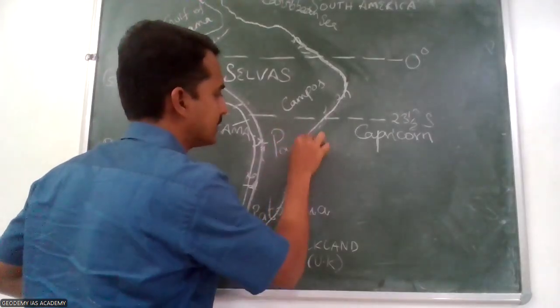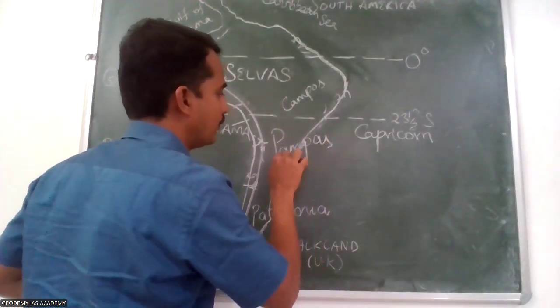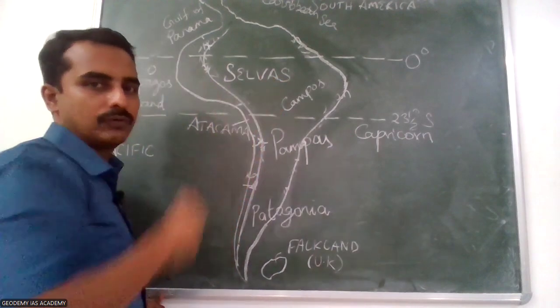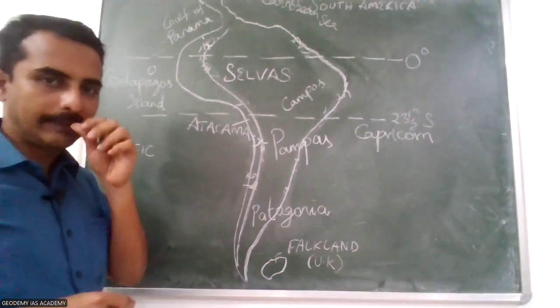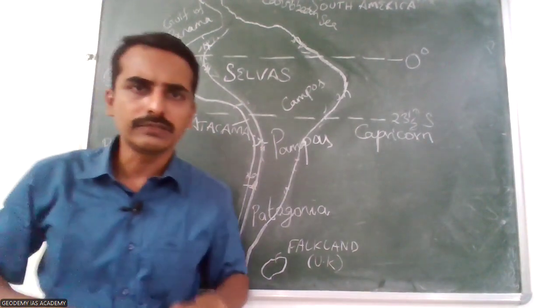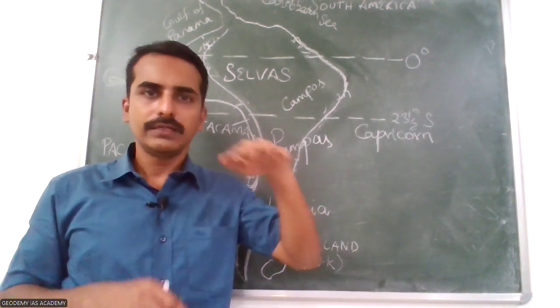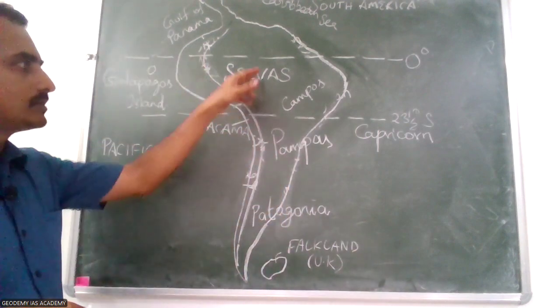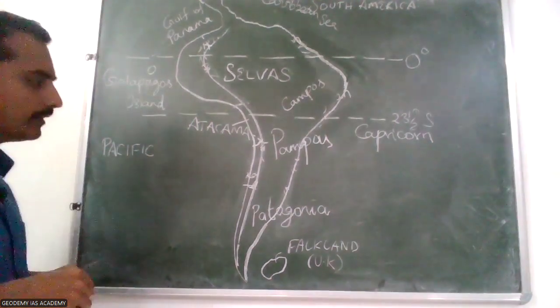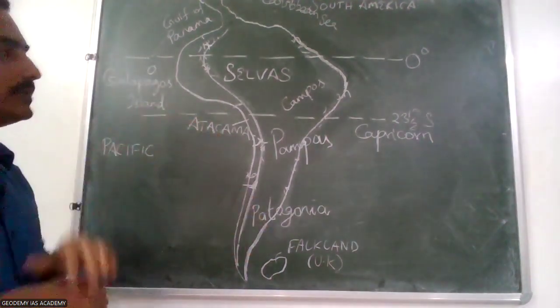So the Pampas grassland is more important. Pampas and Campos: Campos is tropical Brazil, Pampas is temperate Argentina. In tropical savanna grasslands the grasses are taller, and steppe grasslands are shorter. The temperate grasslands: Pampas, Campos, Selvas. That's all. And here the Patagonian desert is also a desert.